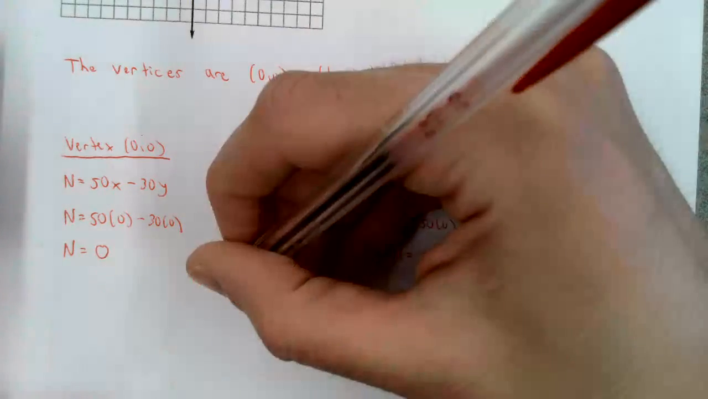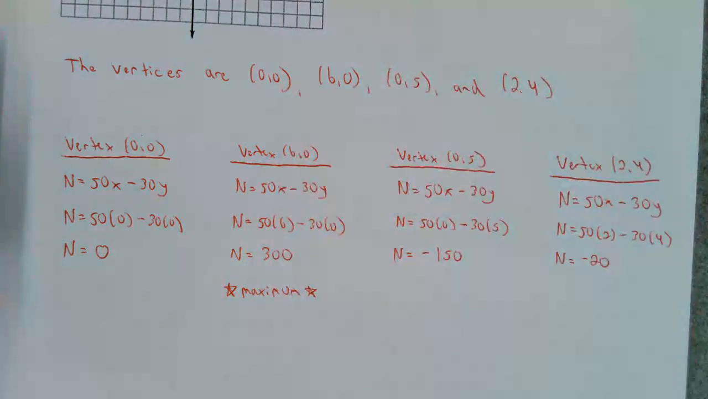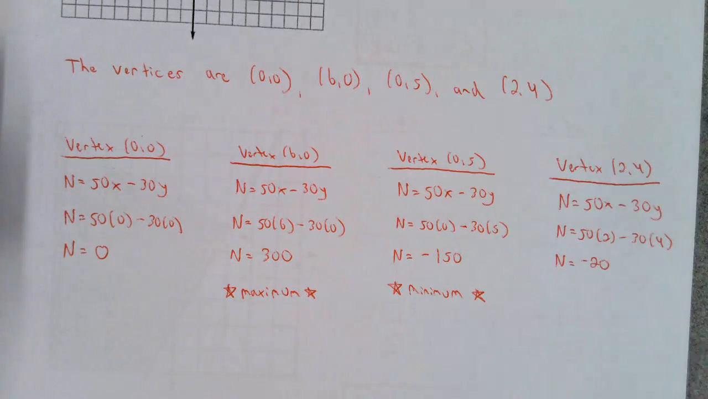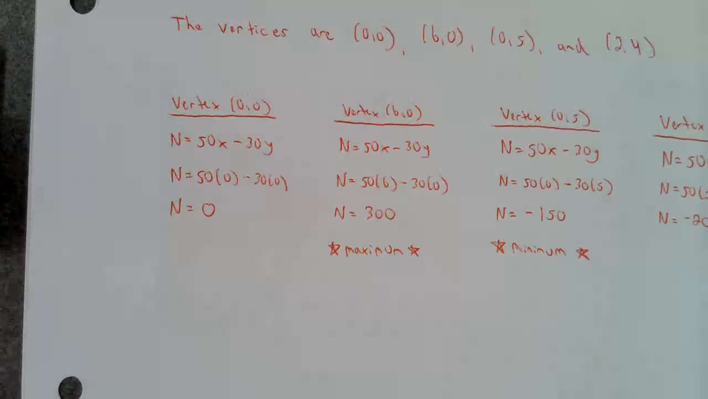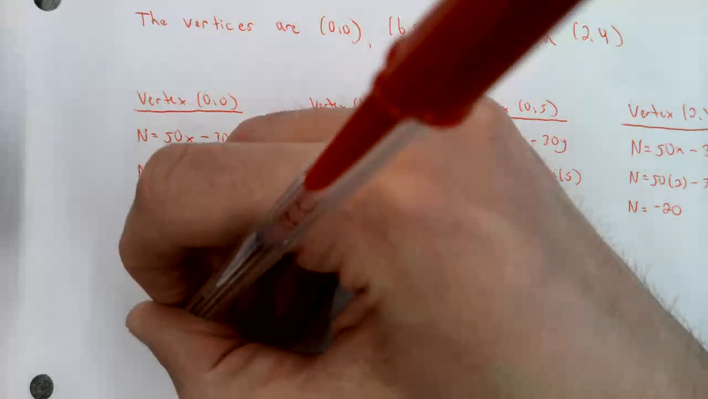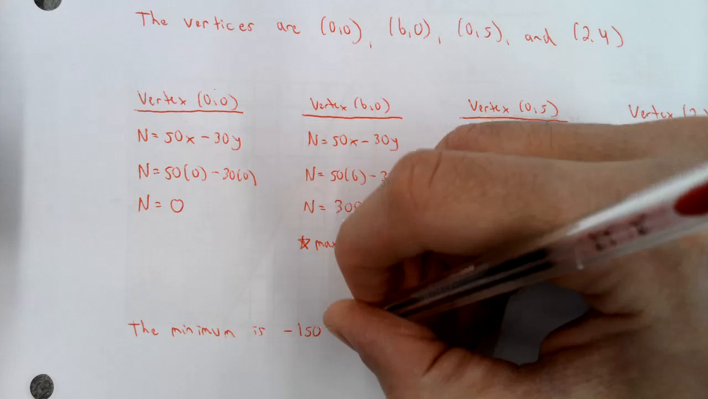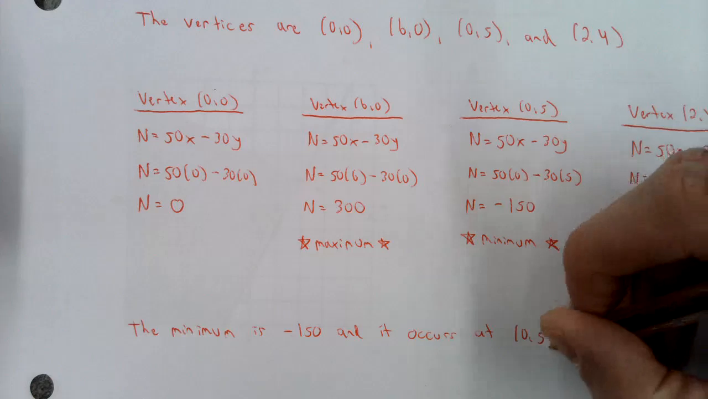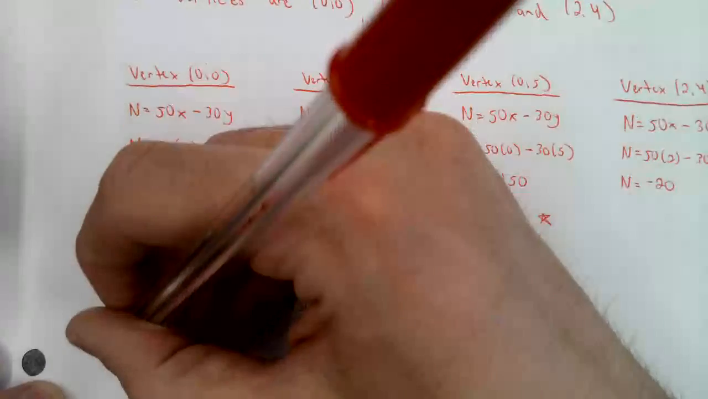So it looks like this 300 is going to be our maximum. And then negative 150 is going to be our minimum. Put those in 2 sentences to finish this off. The minimum is negative 150, and it occurs at 0, 5. And the maximum is 300, and it occurs at 6, 0.